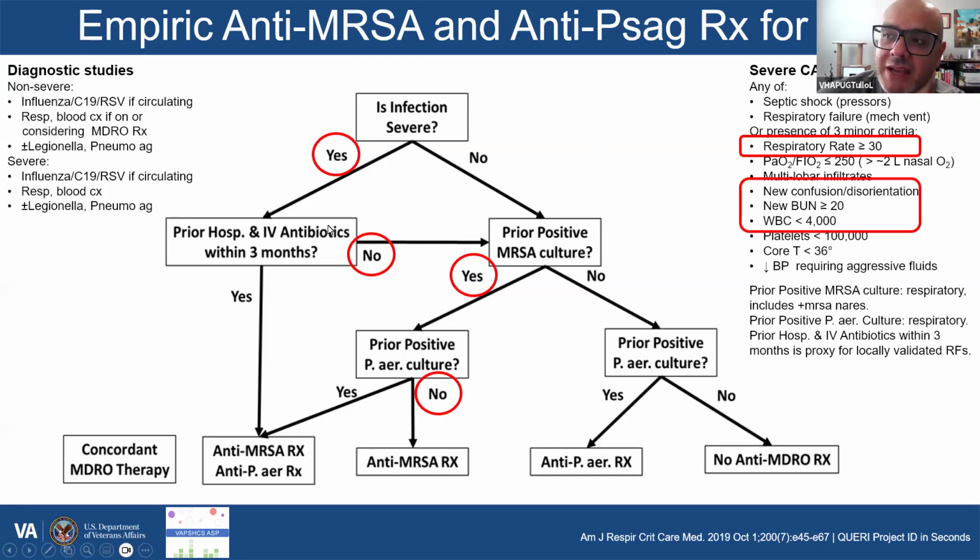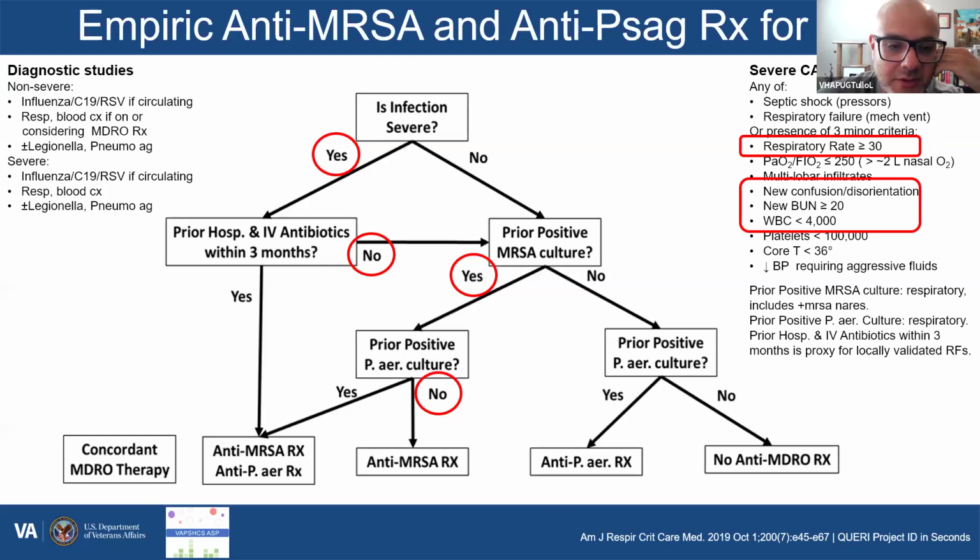And then you ask, did she have any recent hospitalization with IV antibiotics, particularly in the last 3 months? And the answer to that was no. But she did have a prior positive respiratory culture for MRSA. And in the guidelines, they cut it off at 1 year, although there's limited data as to how far back you can go. But she was yes, and therefore she gets anti-MRSA coverage in addition to the azithromycin and the ceftriaxone that everyone gets.